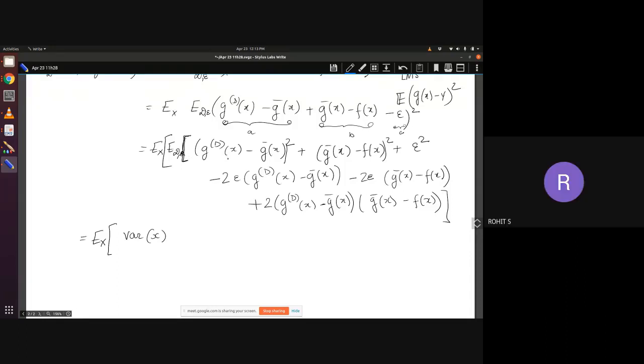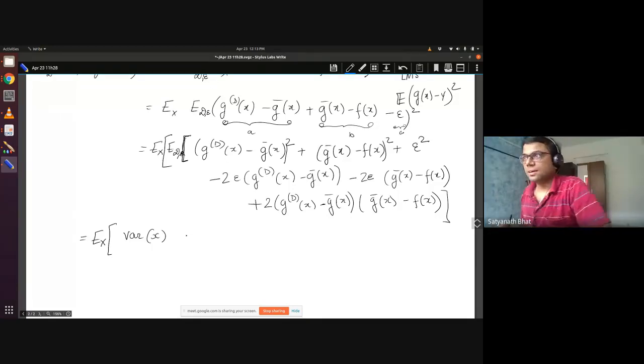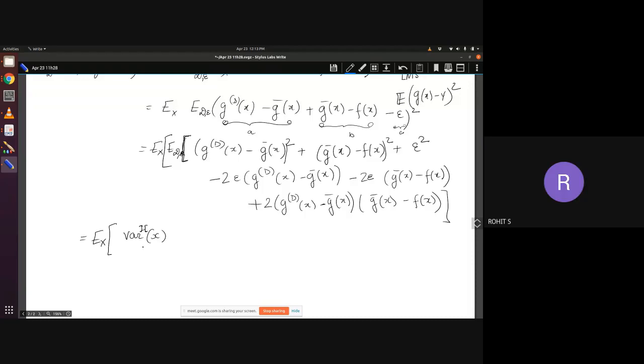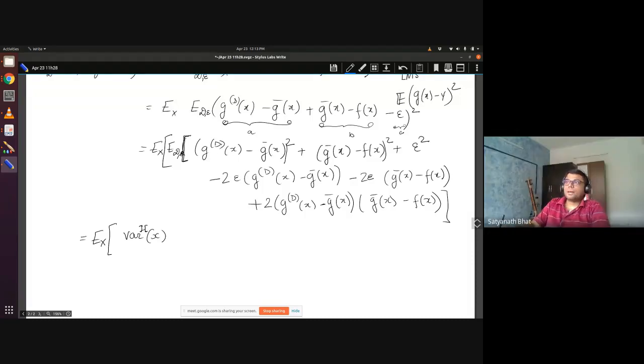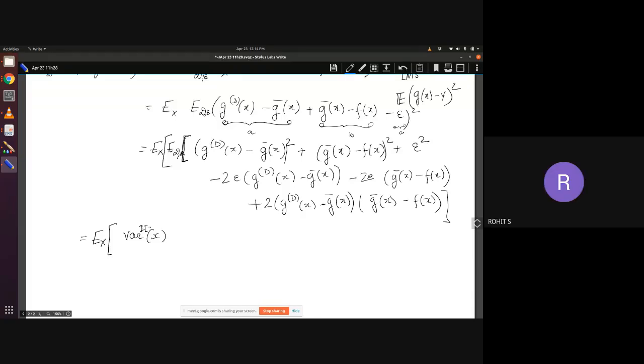Okay, so how did you get variance of g of x? Variance of my hypothesis bag, is that okay? Yes, sir. See, because gd of x is a member from my hypothesis bag, this is the average hypothesis, this is one member, so I will put a variance over the hypothesis bag. Is that okay, Rohit? Yes.